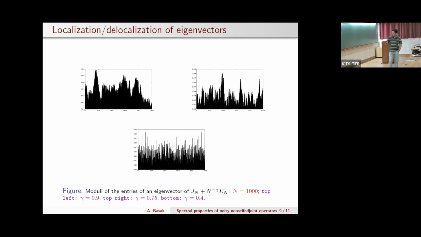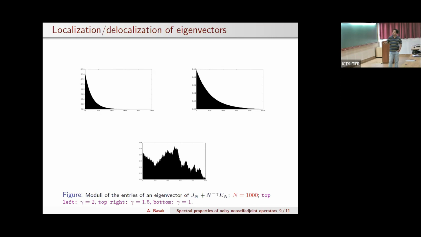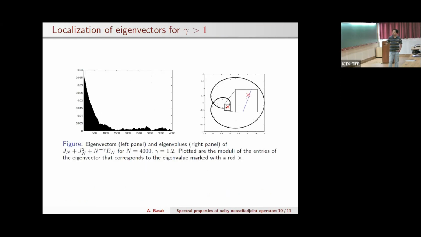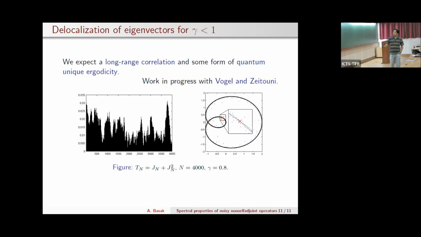And what you expect is that in this regime where gamma is greater than 1, your eigenvectors will be localized, while for gamma less than 1, your eigenvectors will be delocalized. So I'll stop here. Sorry for going over time.